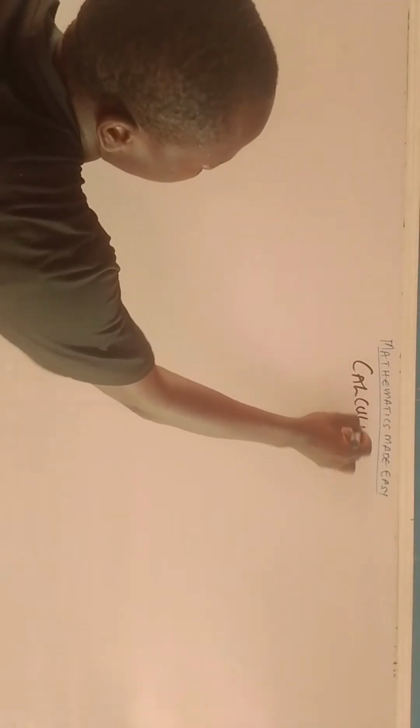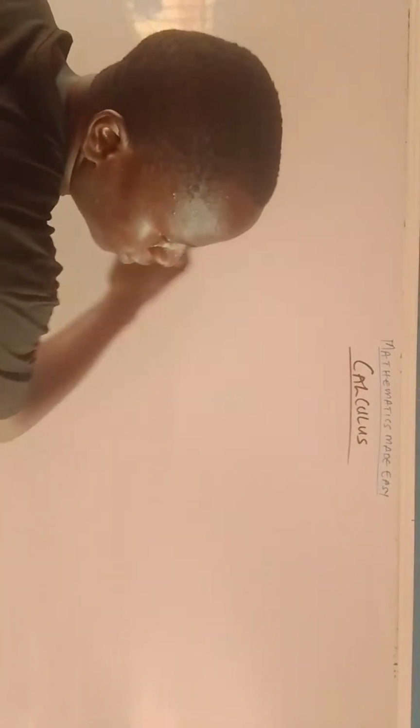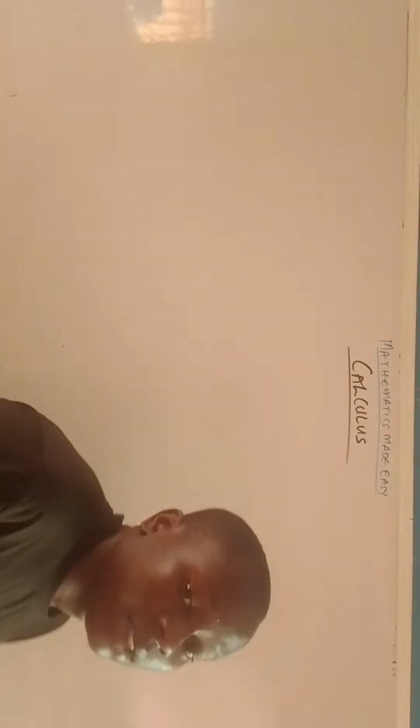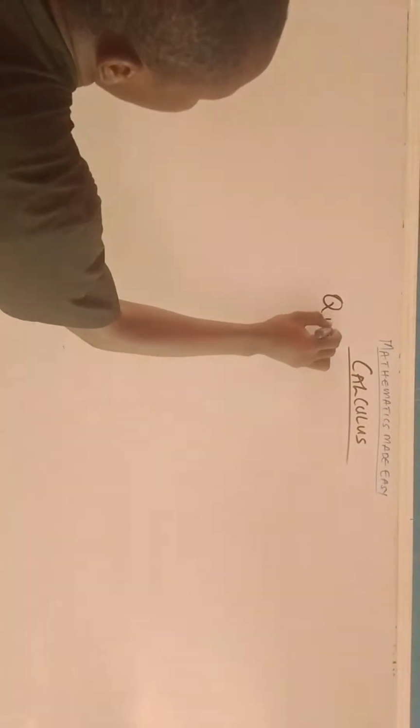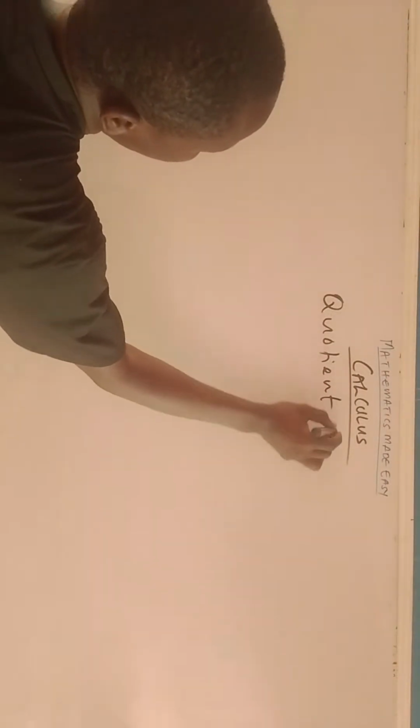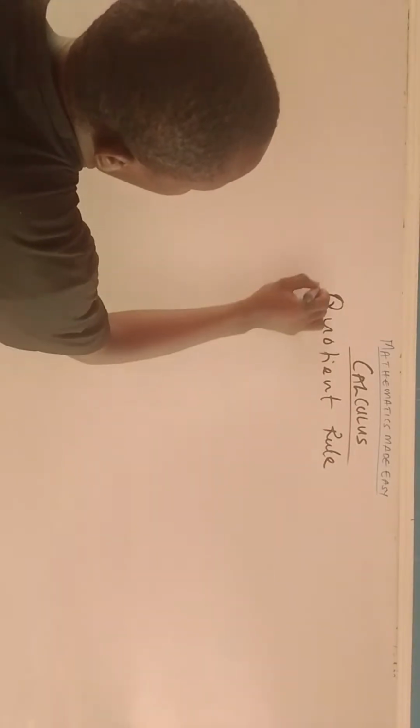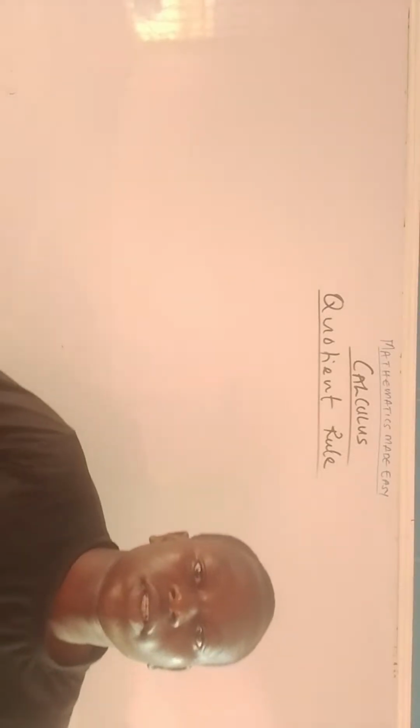Calculus. In my previous video, I already talked about the product rule and the chain rule. In today's video, we are going to talk about the quotient rule. When you're talking about the quotient rule, it means your function is in the form of a fraction. So how are you going to differentiate that kind of function?